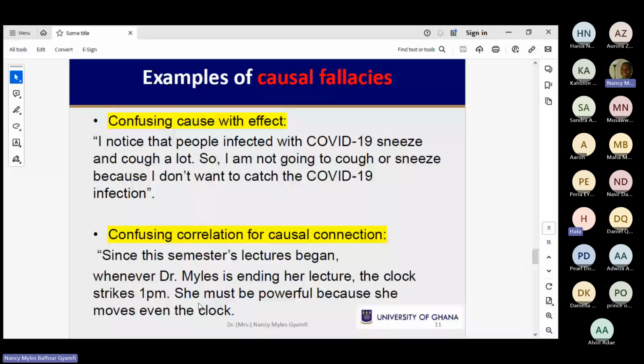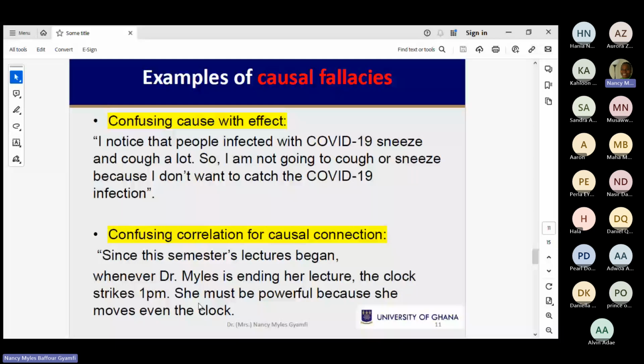Confusing correlation for causal connections. Since this semester's lectures began, whenever Dr. Miles is ending her lecture, the clock strikes 1 p.m. She must be powerful because she moves even the clock.